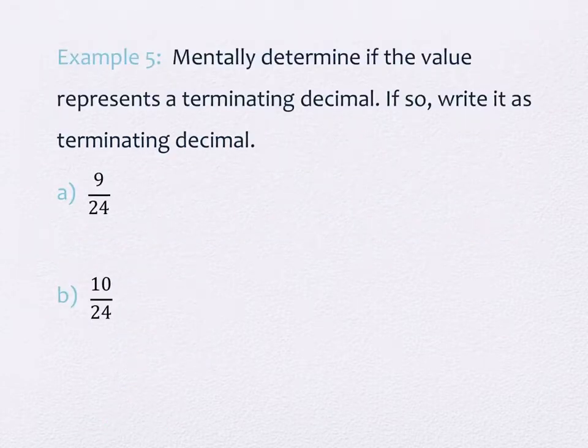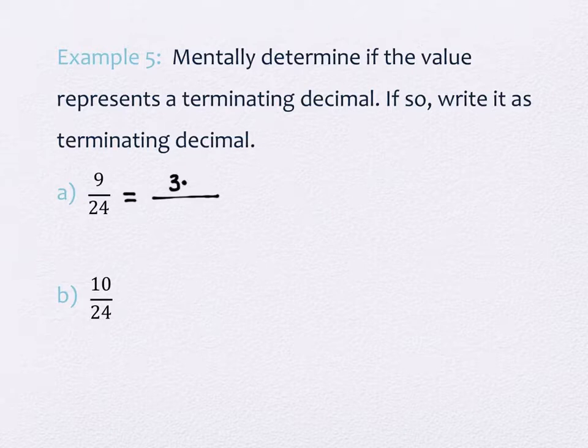So we're going to take a look at some examples, and it says to mentally determine if the value represents a terminating decimal. If so, write it as a terminating decimal. So what is it actually saying? Well, the goal is not to start out by trying to figure out if it is by dividing. It's going to decide by simplifying first and then factoring denominators. So looking at this one, 9 over 24, is it in simplified form? No. So factoring the numerator and the denominator would be a good first step.